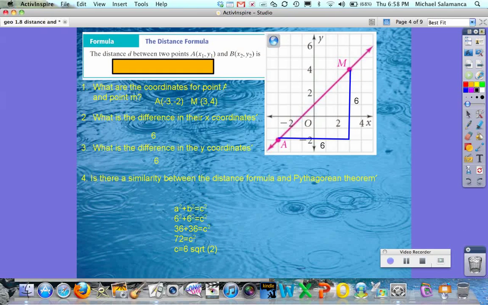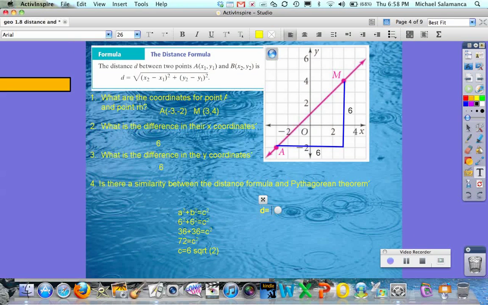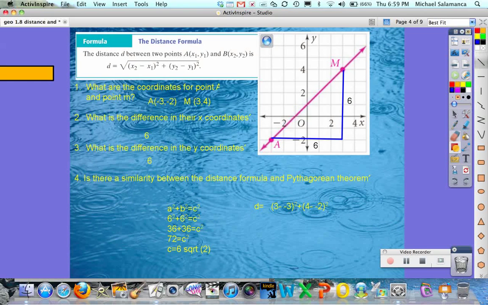Now, to show you the formula, this is the formula by definition. So if we wanted to follow the formula, we easily could. Let's say that the distance is equal to the square root, which we'll draw in a second. x2 is the second point that's given. So let's call M the second point. So x2 is 3 minus the x sub 1 value, or the one for A, is -3. Quantity squared plus the y value for y2 is 4 minus the y value on A, which is -2, squared. And then we're supposed to take the square root of both. So let's draw a quick square root sign.